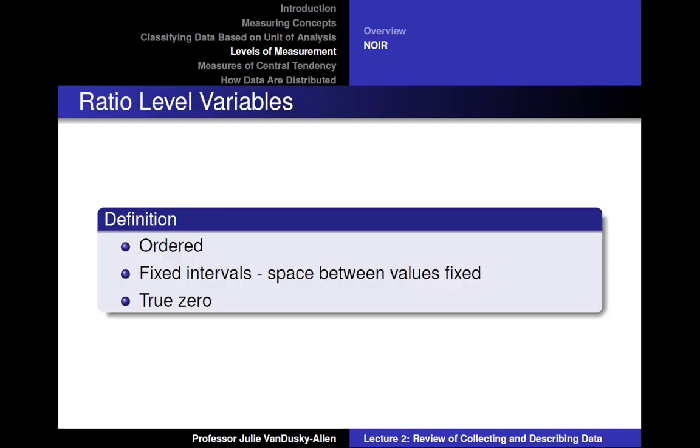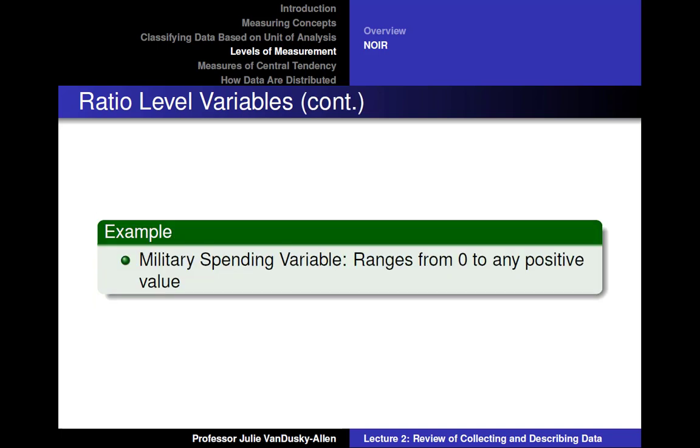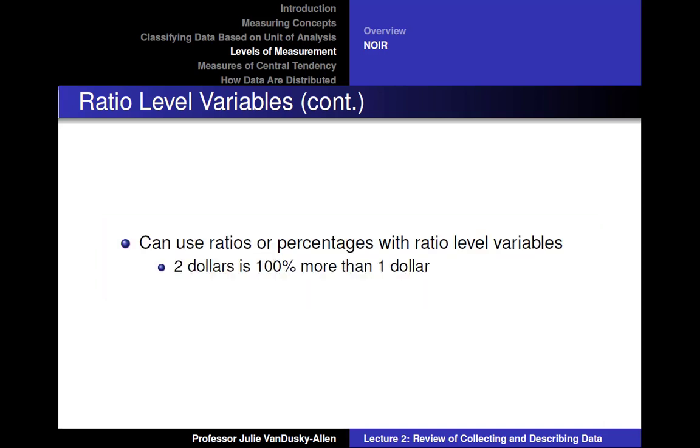Last, ratio level variables are ordered, the spaces between the categories are fixed, and ratio level variables have a true 0. Military spending is a ratio level variable. Military spending ranges from 0 to any positive value. And because there is a true 0, we can use ratios and percentages with this data. For example, $2 of military spending is 100% more than $1 of military spending.